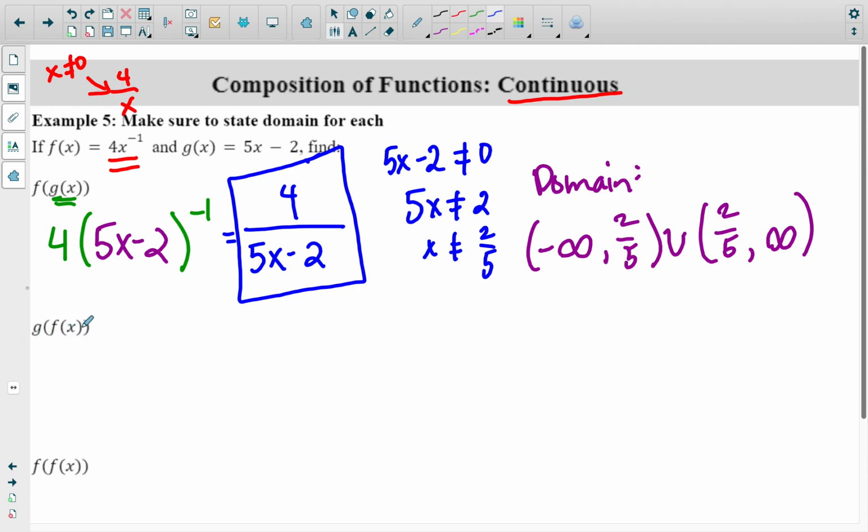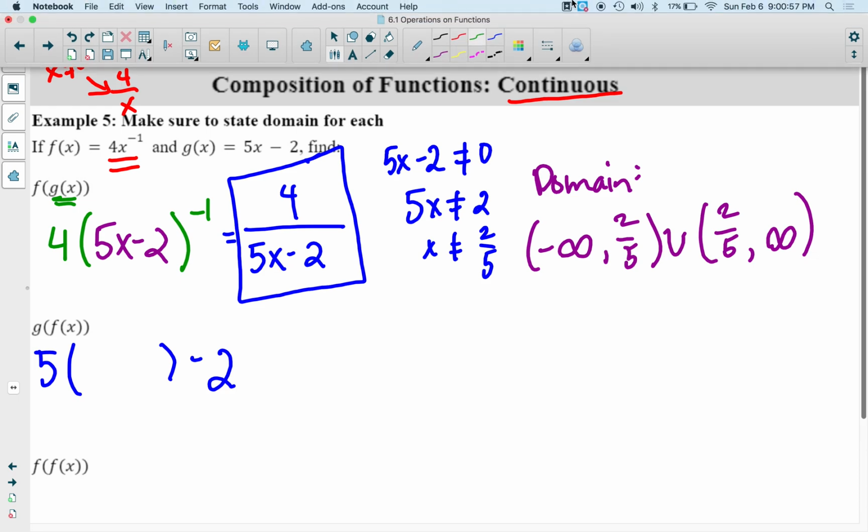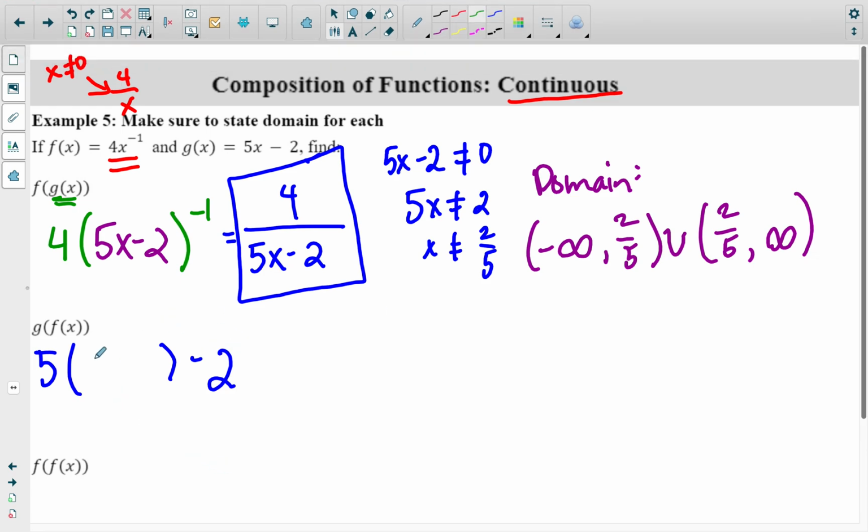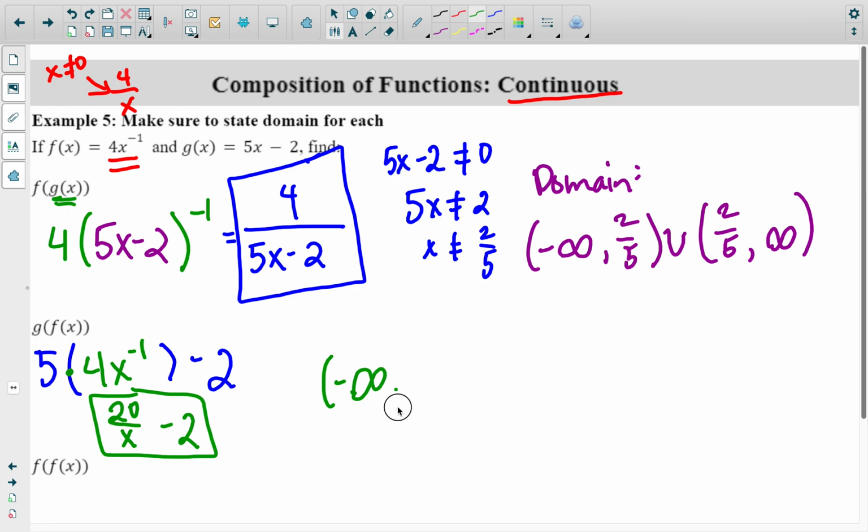G of f of x, we're going to go the opposite way. All right, so our outside function is g. We want 5, and then we want some space, minus 2. And then we want to plug in 4x to the negative first in those parentheses. All right, we'll end up with 20 over x minus 2, just the way this simplifies. That's our function. We want to make sure that 0 is not included in the domain. So our domain is going to be negative infinity up to 0, union 0, comma, infinity.